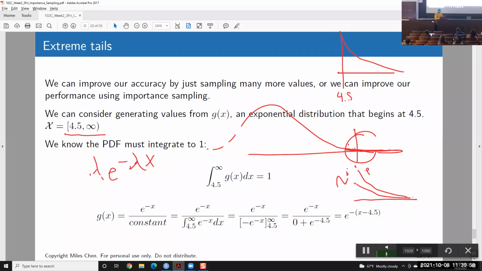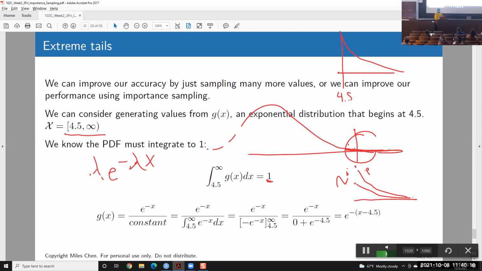And we're going to take this and multiply it by a constant so that when I go from 4.5 to infinity, the whole thing integrates to 1. So we're going to say I have e to the negative lambda x divided by some normalizing constant.